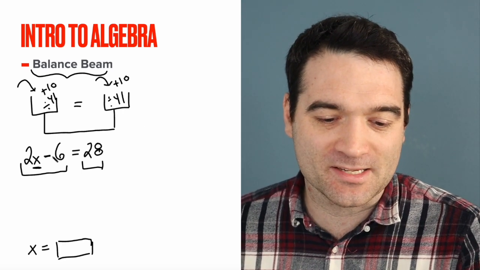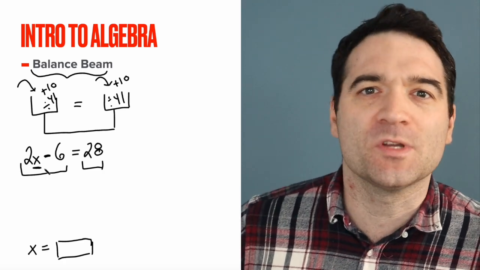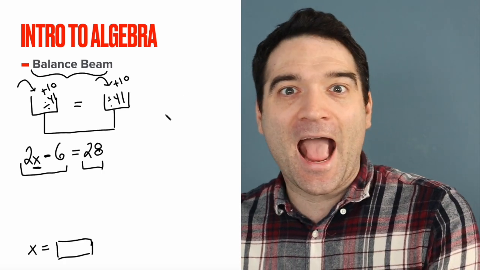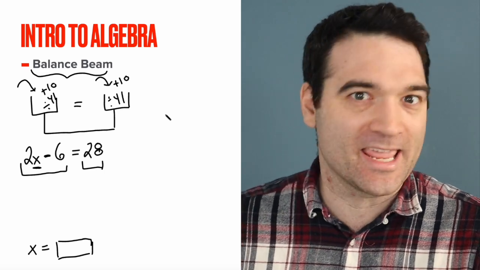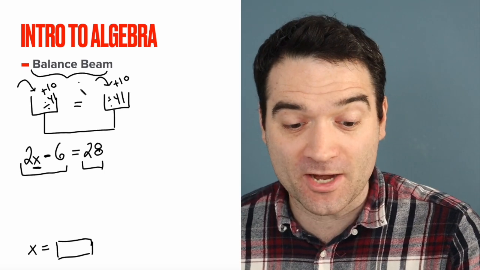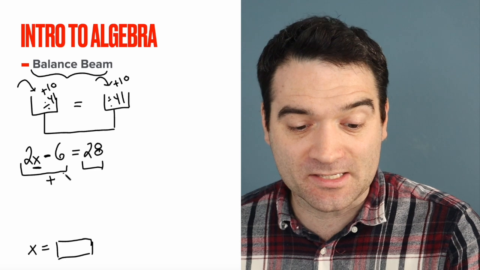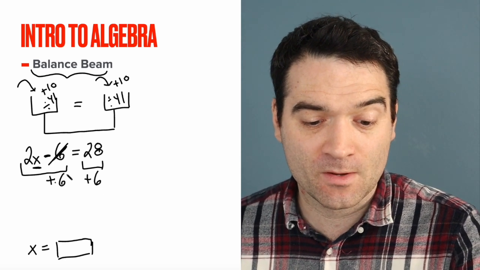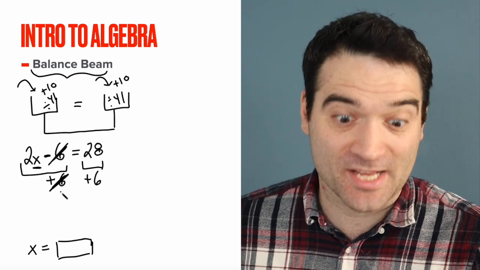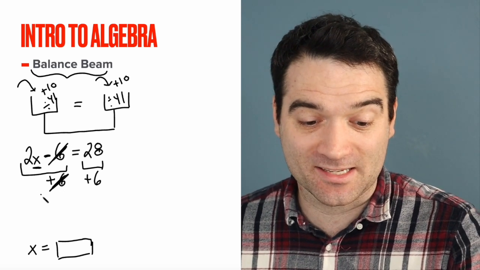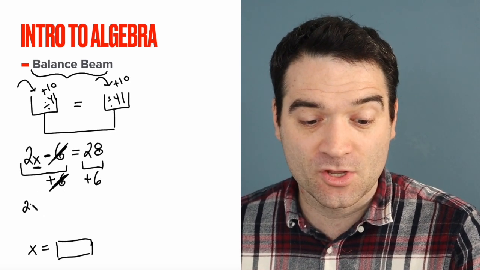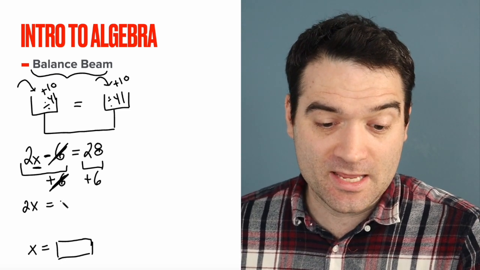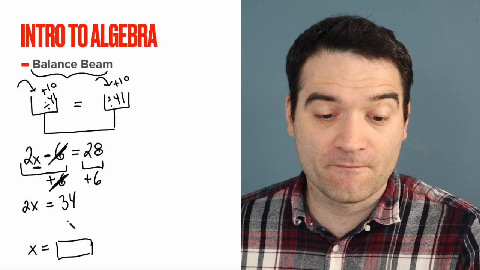Let's start with this minus 6. How do I undo a subtraction? Well, I add, right? Adding to both sides negates or cancels out a subtraction. So let me add 6 to both sides and watch what happens when I do that, right? The 6 cancels out, and I add 6 over there. So what I get is 2x plus 0, because that has canceled out, equals 34.